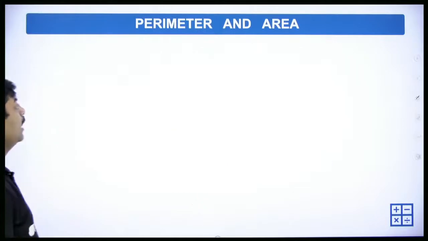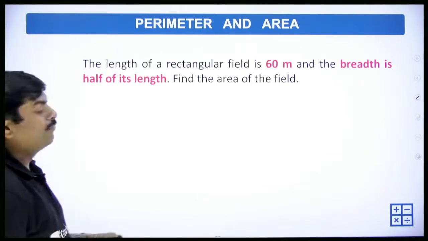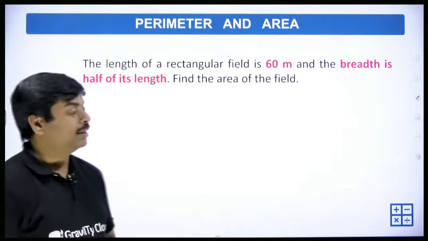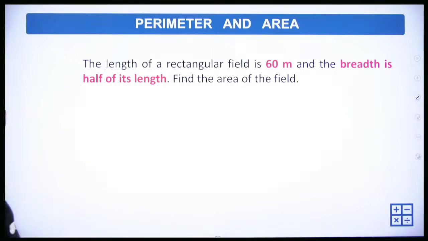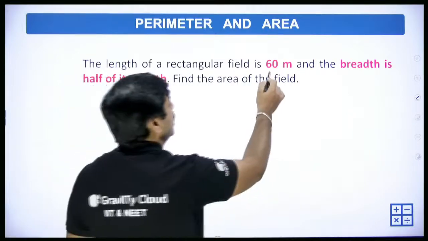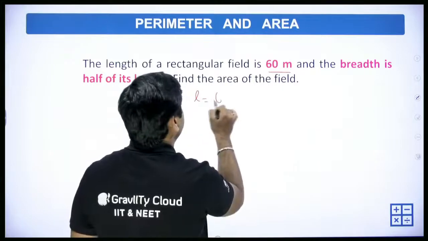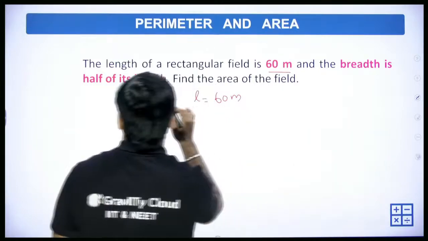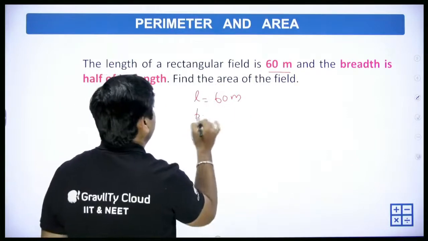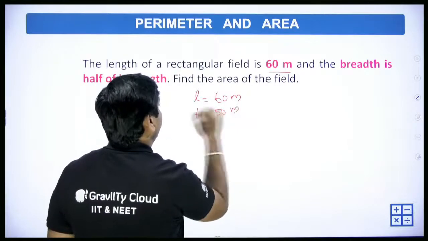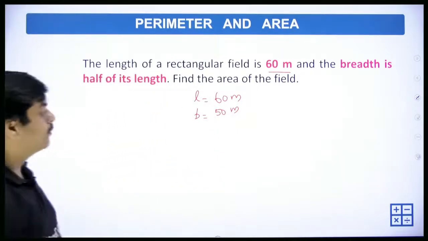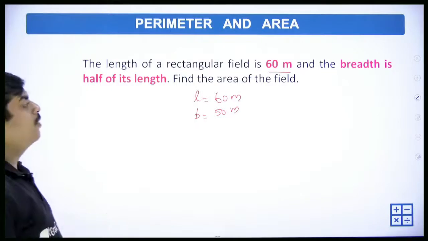Okay, moving ahead. We have a question, some applications based on all this. Let's try to understand that. The length of a rectangular field is 60 meters. Length is given as 60 meters. And the breadth is given as half of its length. Find the area of the field.